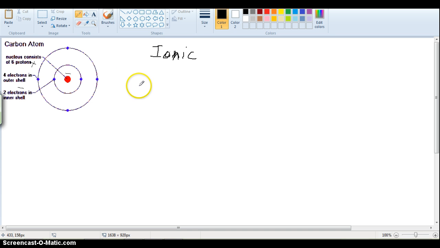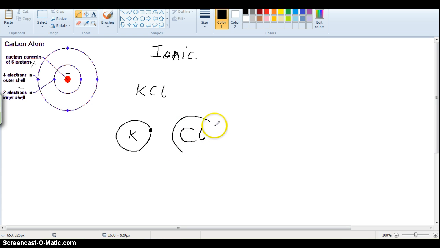So let's draw an example here, let's do KCl. KCl is a compound made of potassium, K, and chlorine, Cl. So if we have K here, we'll draw the valence electrons around K, and I'm only going to draw the valence electrons here, not all of its electrons, just the valence ones. K has 1 valence electron. Cl, chlorine, has 7 valence electrons, so we'll do 1, 2, 3, 4, 5, 6, 7.